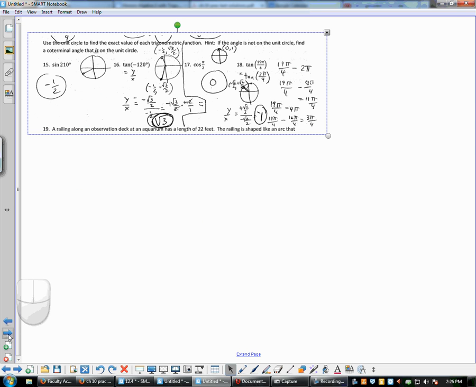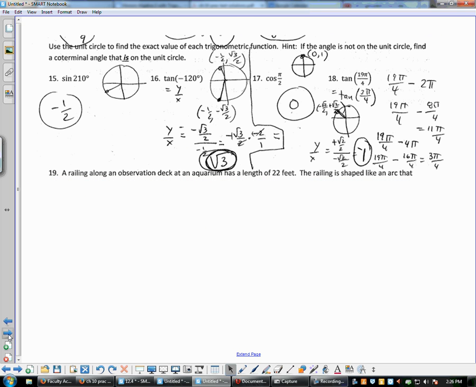Let's look at the next problem. For number 15, 16, 17, and 18, you do need to be looking at your unit circle. So to find the exact value of the trig function, hint, if the angle is not on the unit circle, find a coterminal angle that is on your unit circle.